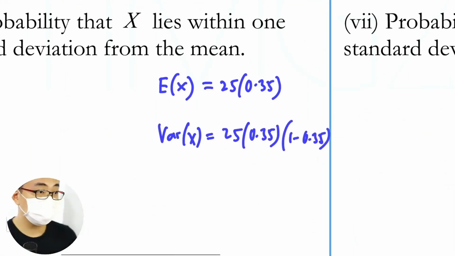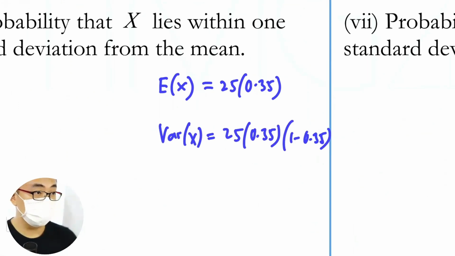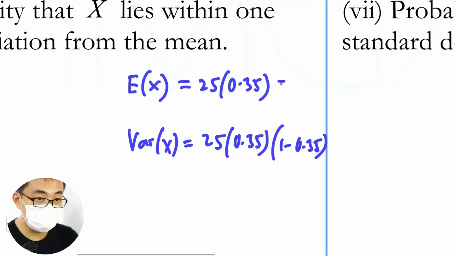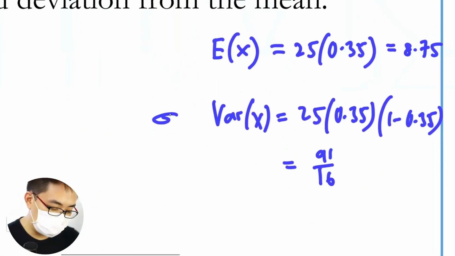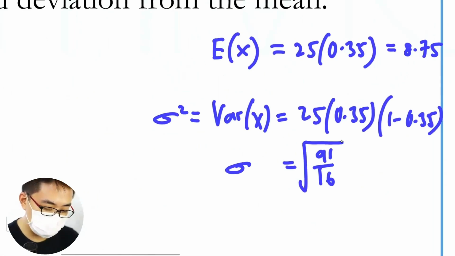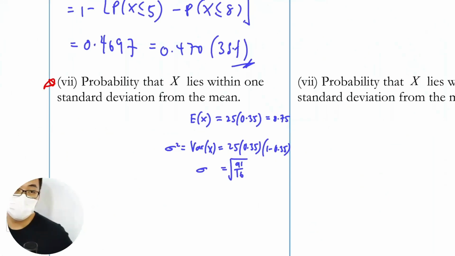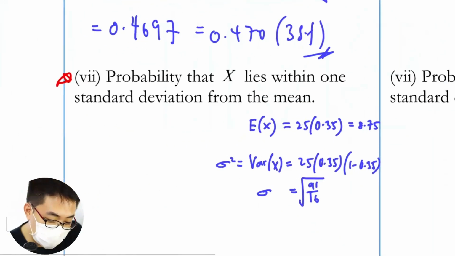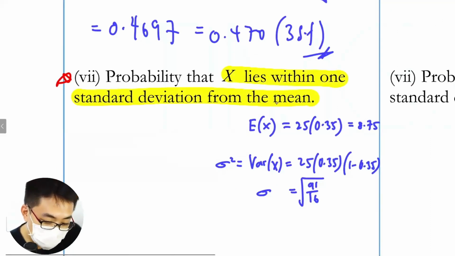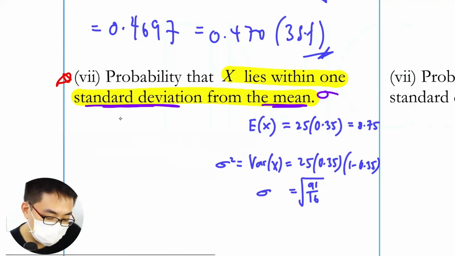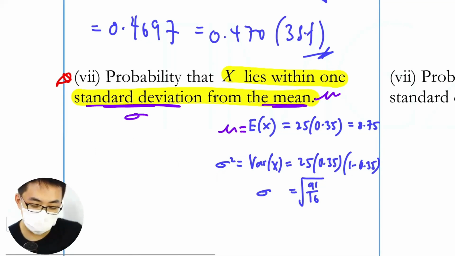Okay, so just key in. This will be 8.75. Variance is 91/16, sigma squared. So sigma will be square root of 91 over 16. Now, probability of X lies within one standard deviation away from the mean. The mean is mu, which is E(X). Standard deviation is actually sigma.